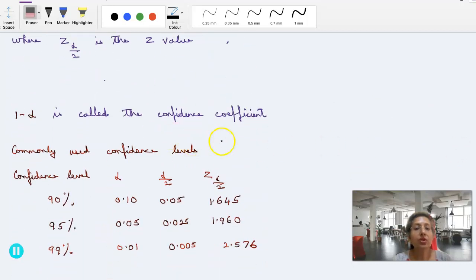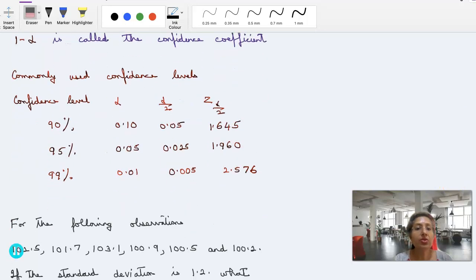Now 1 minus alpha is called the confidence coefficient, and the commonly used confidence levels are: 90%, alpha is 0.1, so alpha by 2 is 0.05, z alpha by 2 is 1.645. 95% confidence level, alpha is 0.05, so alpha by 2 is 0.025, and z alpha by 2 will be 1.960. This is the value of z from the z table. And 99%, the value of alpha is 0.01, alpha by 2 is 0.005, so z alpha by 2 from the z table is 2.576. It makes sense to memorize these values of z alpha by 2 for 90%, 95% and 99% in case you don't have access to the z table.